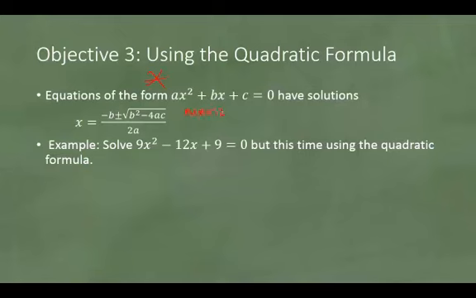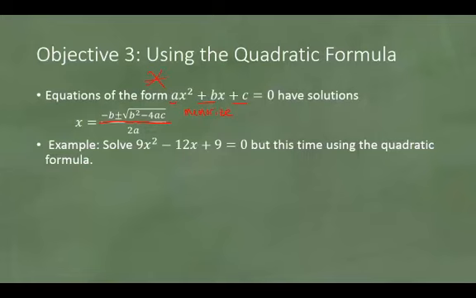Right? The quadratic formula says that equations of the form ax squared plus bx plus c equal to 0 have solutions x equal to negative b plus or minus the square root of b squared minus 4ac, all of that over 2 times a. So let's look at an example.